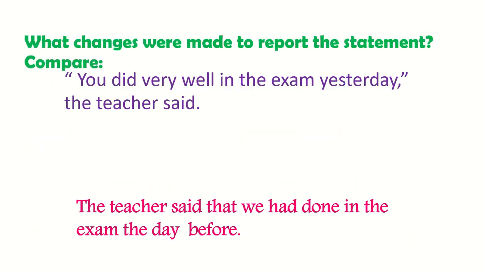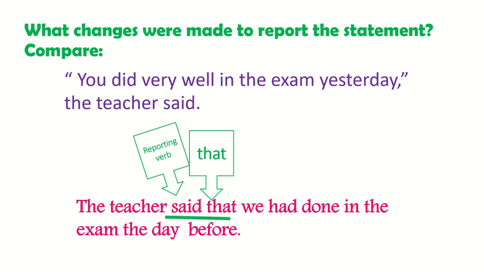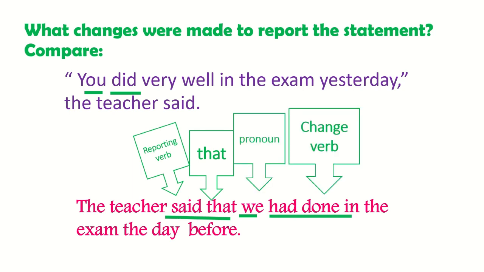So look at the changes between the direct and the indirect one. Firstly, we removed the quotation marks. Secondly, I added a reporting verb, which is said. Then I added that, which is optional. I changed the pronoun you to we. I changed the verb from did to had done. This is what we call back shifting. Then I changed other time expressions in the sentence, like yesterday becomes the day before.